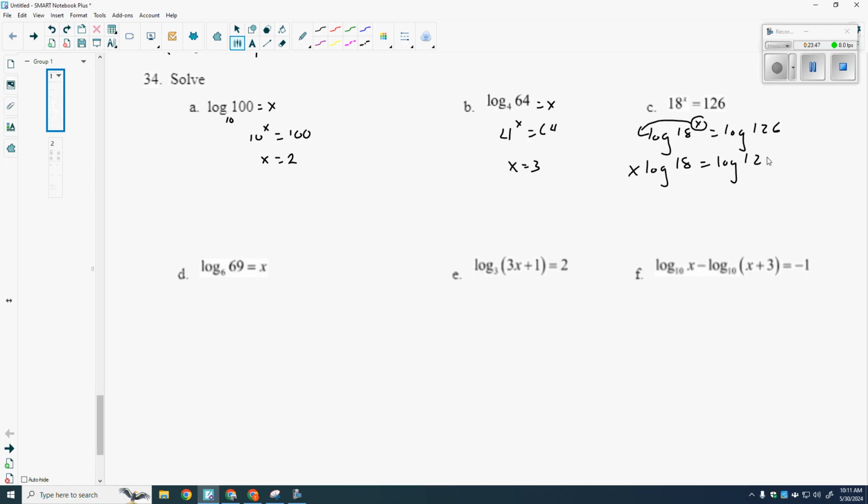Divide both sides by the log of 18. That's just a number, right? Log 18, just a number. This is like 3x equals something. How do you solve? You divide both sides by whatever is right there. Grab a calculator, type in the log of 126 divided by the log of 18, and your final answer should be 1.67.